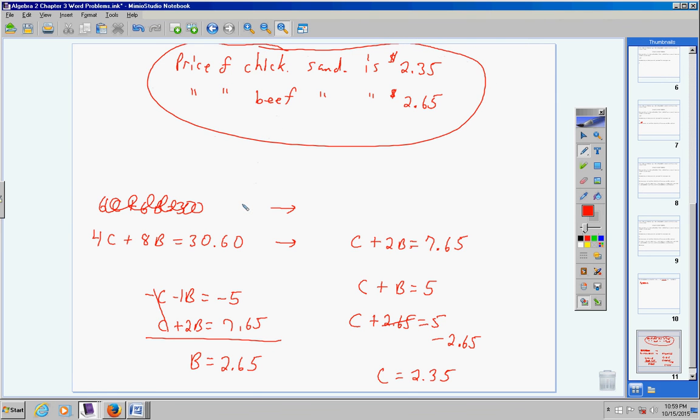By the way, what's a great way to check this problem? Well, go back to your first scenario. Your first scenario, you bought 6 beef, 6 chicken, and it cost you $30. So take 6 times this, 6 times this, add it together, and you should get 30. And then your second scenario was 4 chicken and 8 beef for $30.60. So take 4 times 2.35, 8 times 2.65, add those two numbers together, and you should get 30.60.